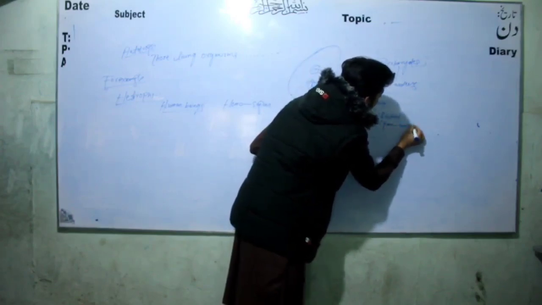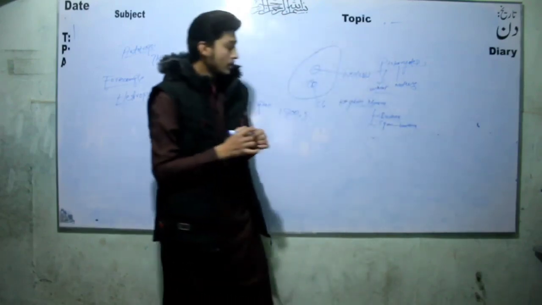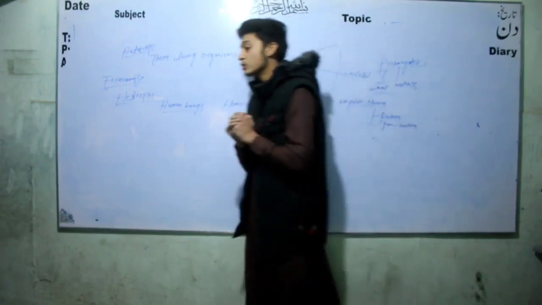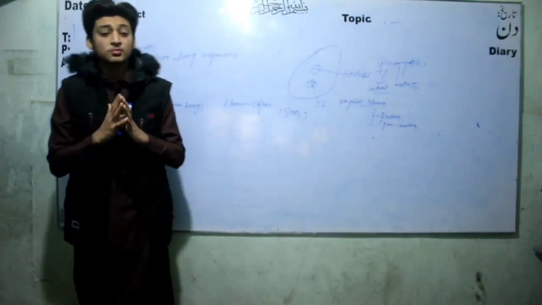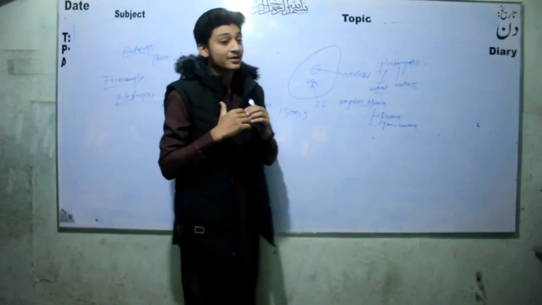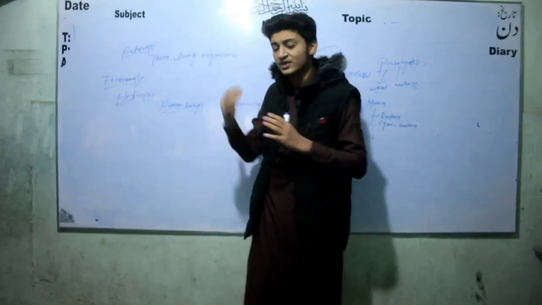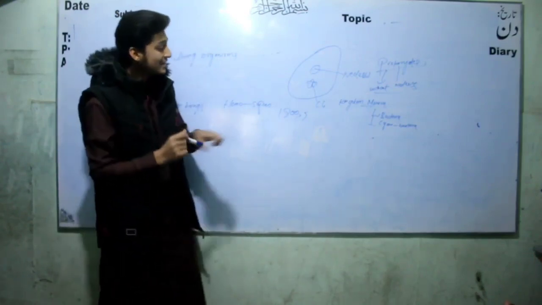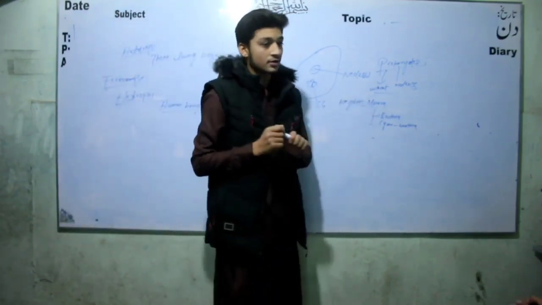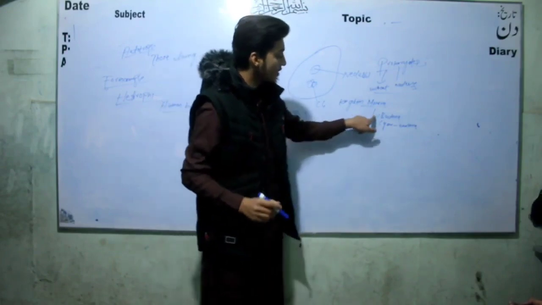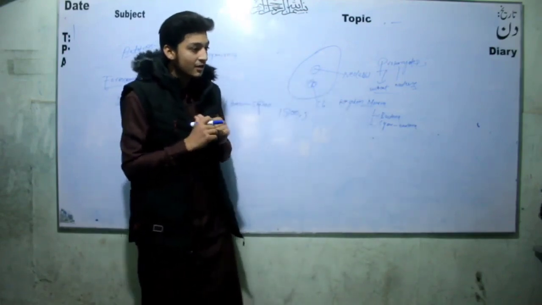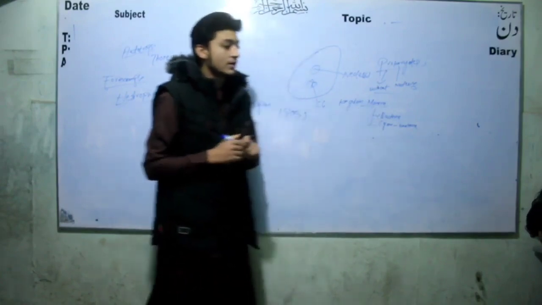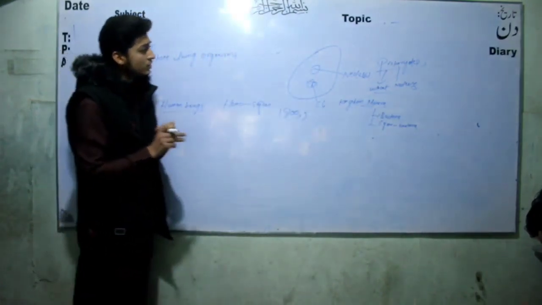Monera has two names: one is bacteria, one is cyanobacteria. When we are affected by any kind of virus or bacteria, that is called kingdom Monera. When we are ill and sick in our body, its cause is kingdom Monera.